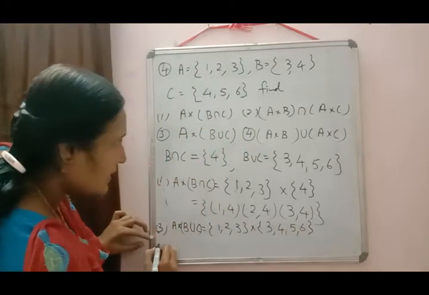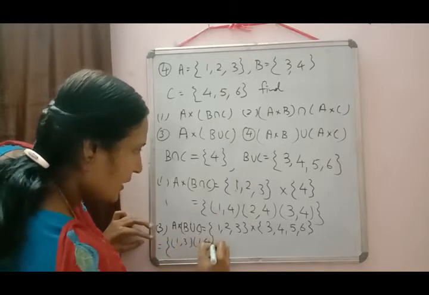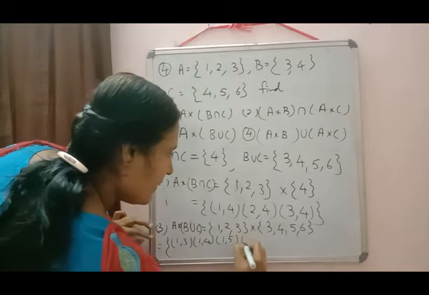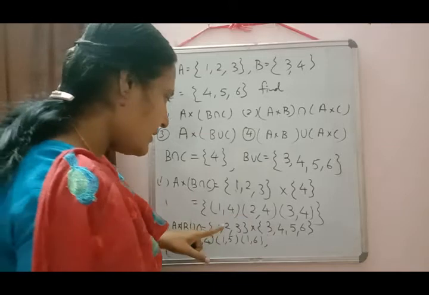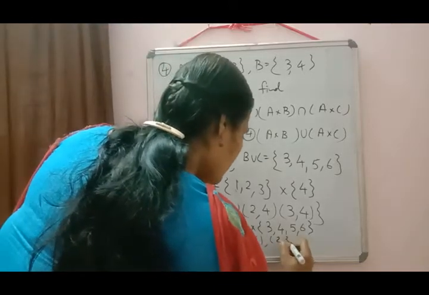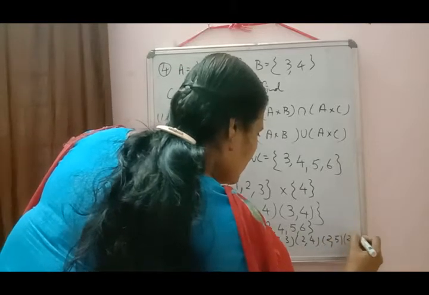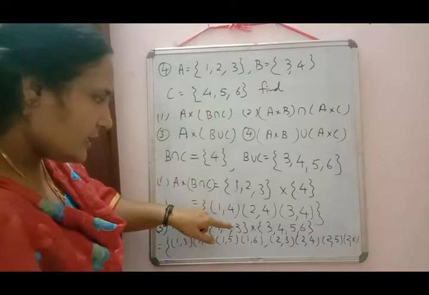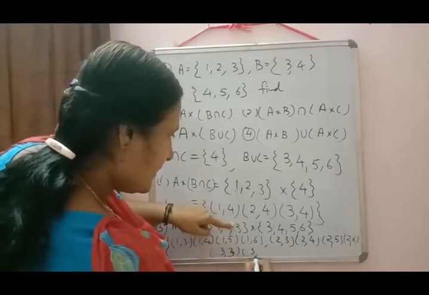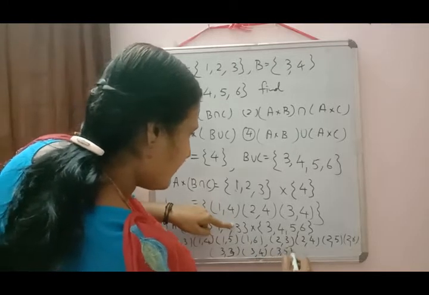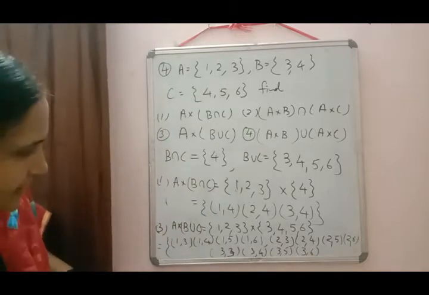So now I am going to write down the Cartesian product. It will be equal to 1, 3, 1, 4, 1, 5, 1, 6. Then with 1 all pairs are over. Next we will start with 2: 2, 3, 2, 4, 2, 5, 2, 6. Then 3 is remaining: 3, 3, 3, 4, 3, 5 and 3, 6. So the third one is written here.